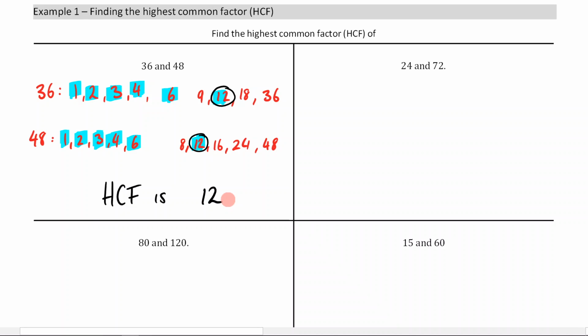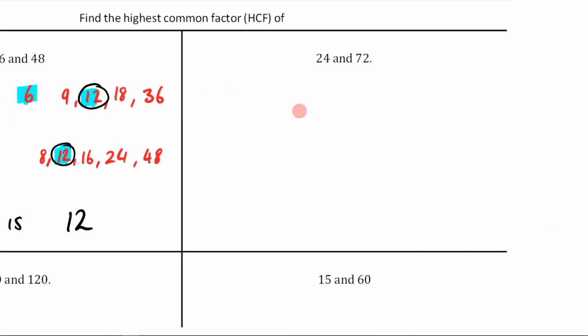Now, this is a good way to do it. There's nothing wrong with doing it this way. You're just listing them all out and you're trying to figure it out. Is there a better way of going about it? And I'm going to argue that there is a better way of going about it.